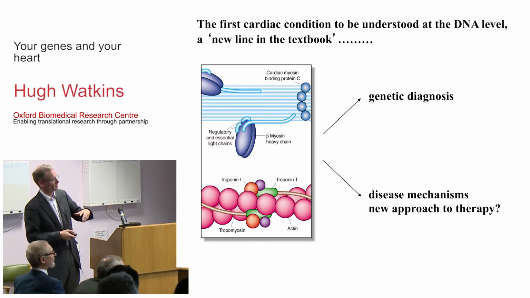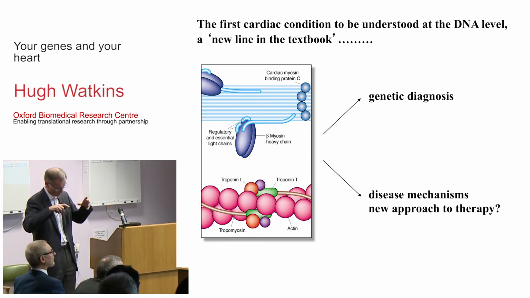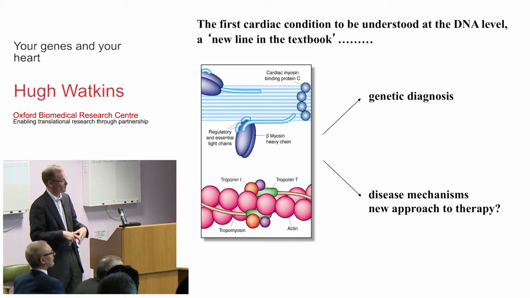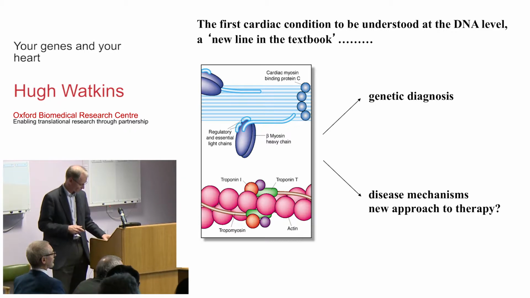So instead of being a condition of unknown origin, it's now a condition that's caused by a disease of the sarcomere, this contractile machine here. But what you need to know, because you're here to think about patient-based research in Oxford, the biomedical research centres, is how do we use this to diagnose our patients better, and how do we use it to come up with a new treatment? And I'm going to briefly touch on both of those.